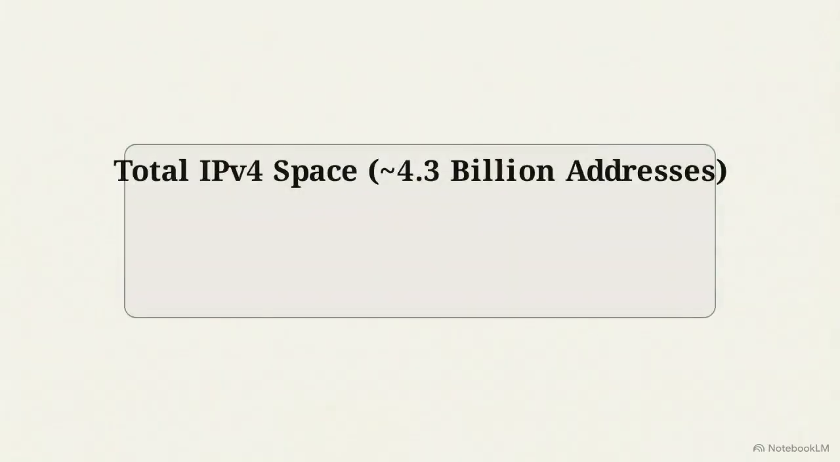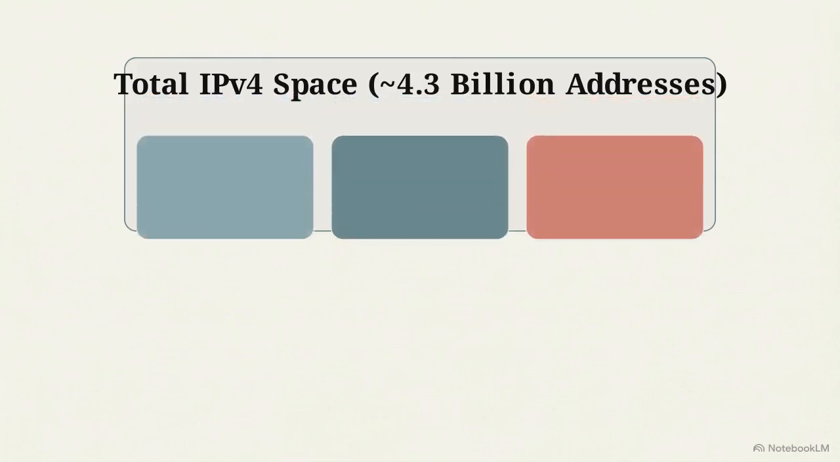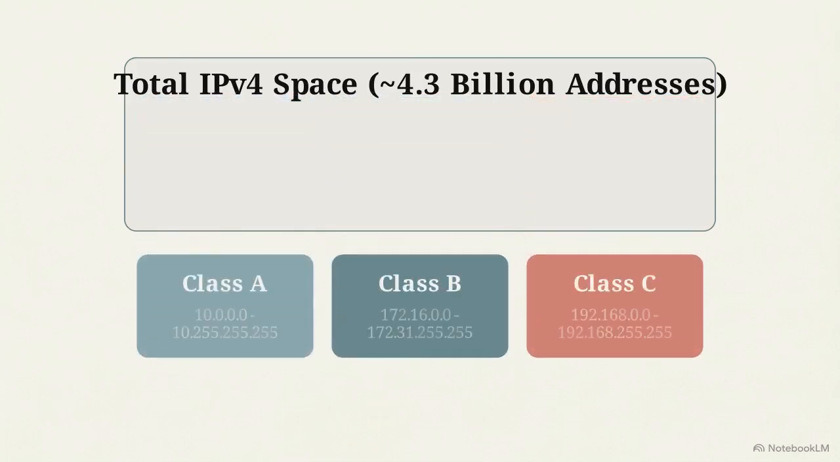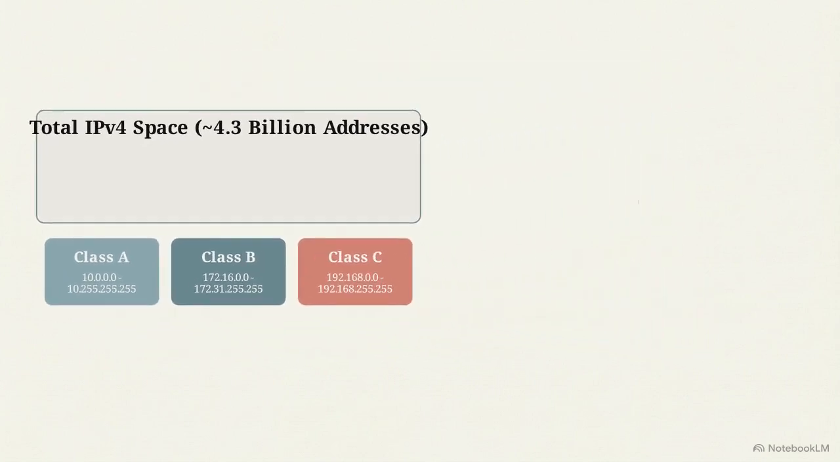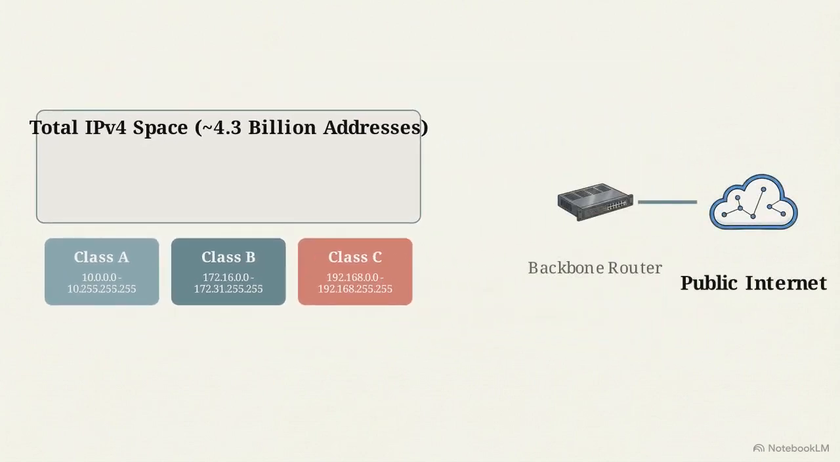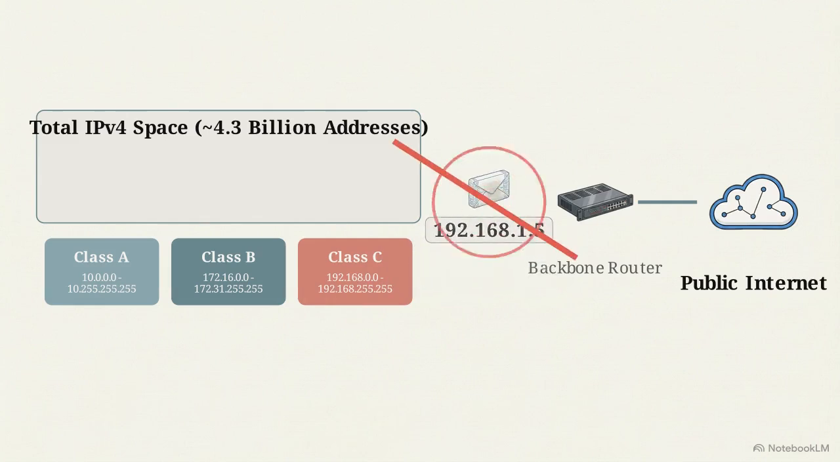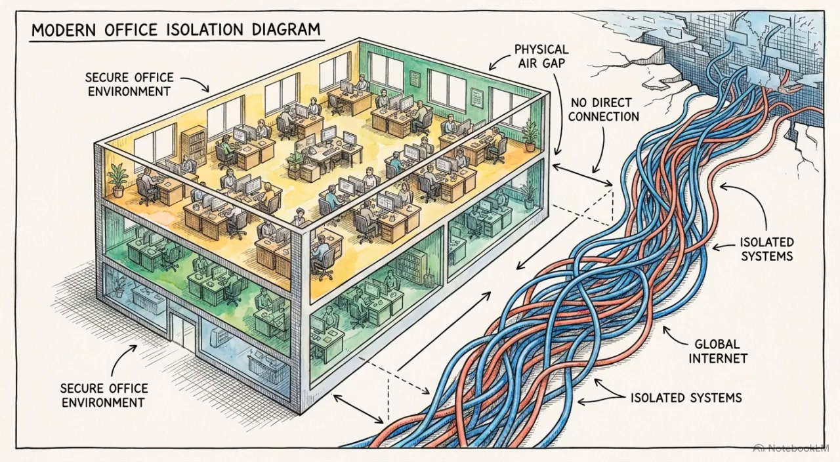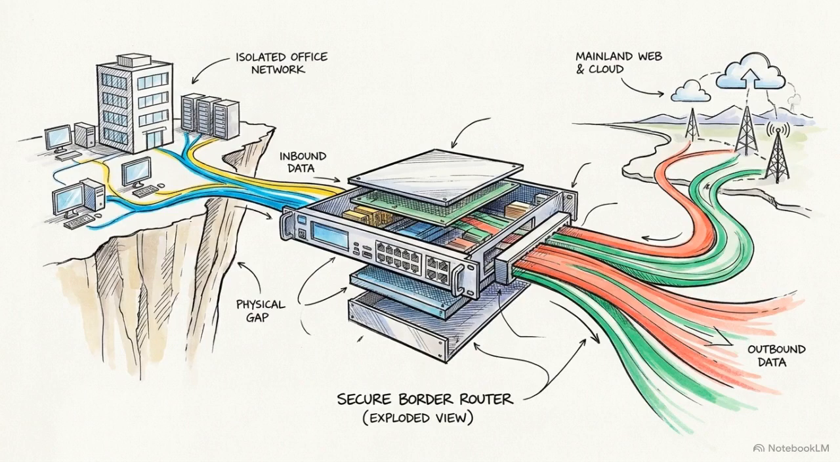To buy time, RFC 1918 carved out 3 specific blocks, the Class A, B, and C private IP ranges. These free internal addresses are strictly non-routable. If a packet with a private 192.168 IP tries crossing the Internet, the backbone router instantly rejects it. Because private IPs cannot survive on the open web, local networks cannot connect directly. Every piece of data leaving a private office network must pass through a physical translation mechanism first.